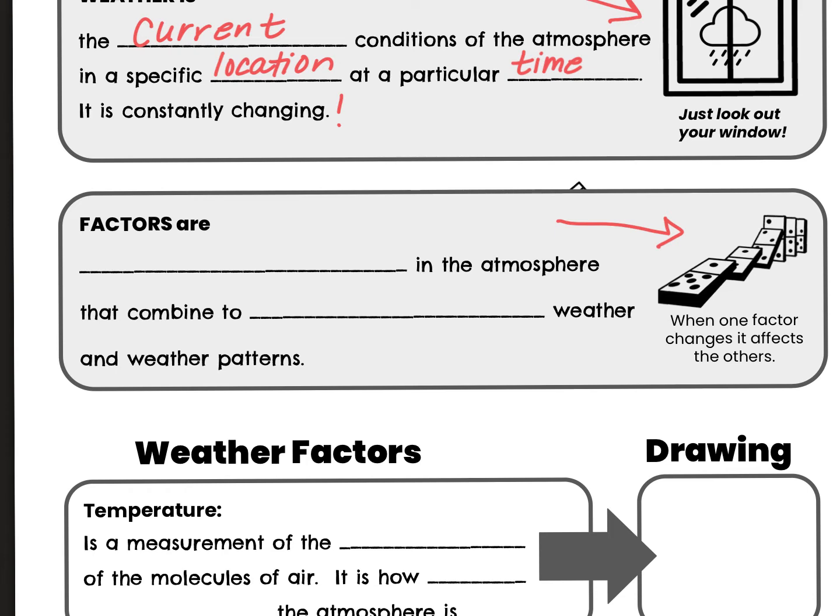So let's go ahead and write in the words in the blanks. So weather factors are conditions in the atmosphere that combine to influence weather and its patterns. Now let's talk about the different weather factors.